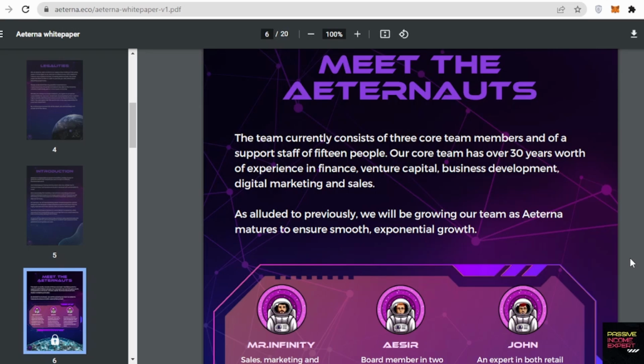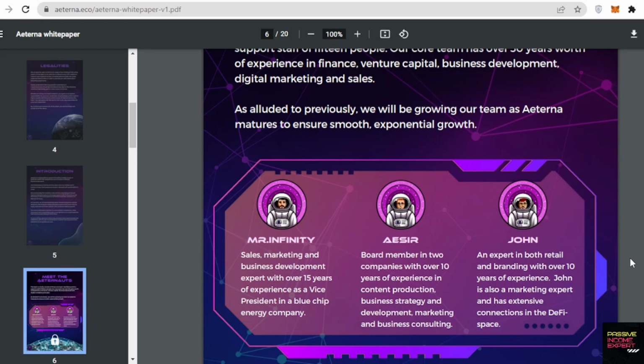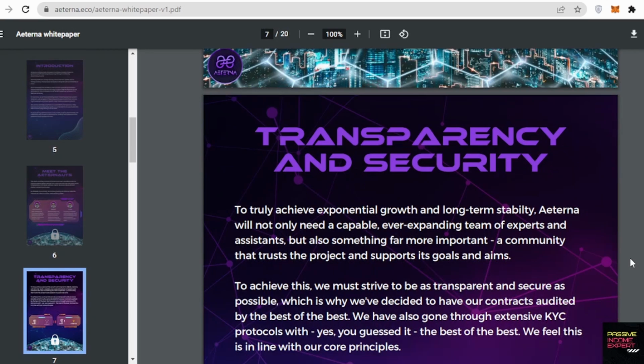So let's meet the Eternauts, their team. They have not posted their original pictures, which is quite normal in crypto since it's not 100% regulated. Mr. Infinity is basically their sales and marketing development expert. Then there is a guy called Azer, he's the board member. John, an expert in retail and branding, which is okay.